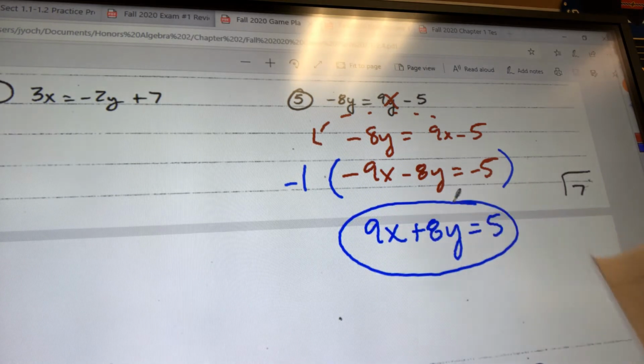X and y are on the same side. No fractions on x and y. X must be positive. Name of the game there.